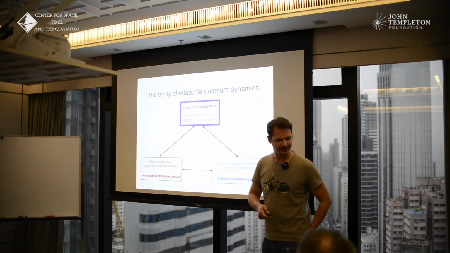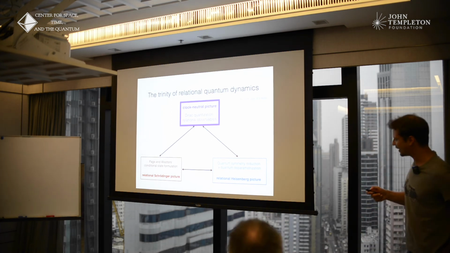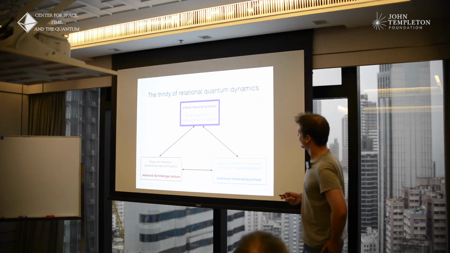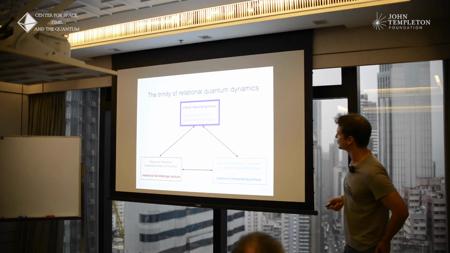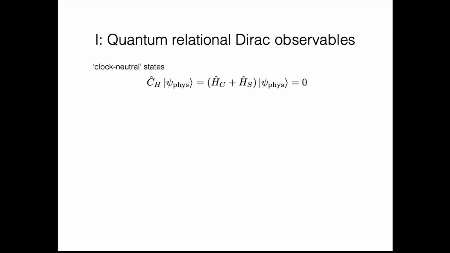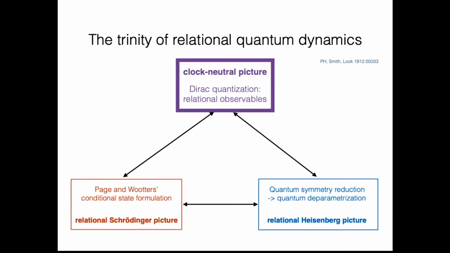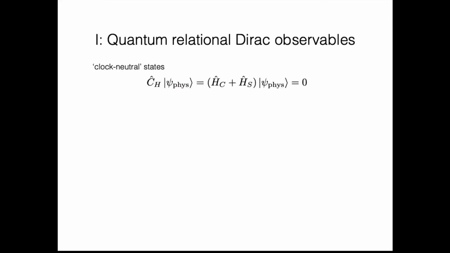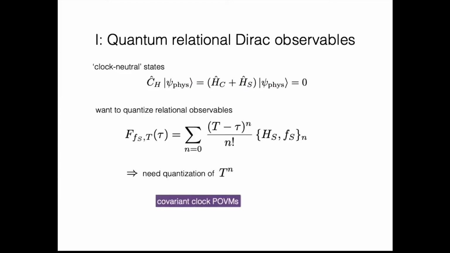So let me go back. Yeah. So let me describe part of that trinity here. So this is like the clock-neutral picture, this Dirac quantization. So we start again from what I call clock-neutral states, but now, of course, we make a choice of clock in that description. What we want to do is we want to quantize these relational observables here. And what you see from this is we need a quantization of the nth power of the clock. So now here, it turns out that this is best done in terms of so-called covariant clock POVMs.